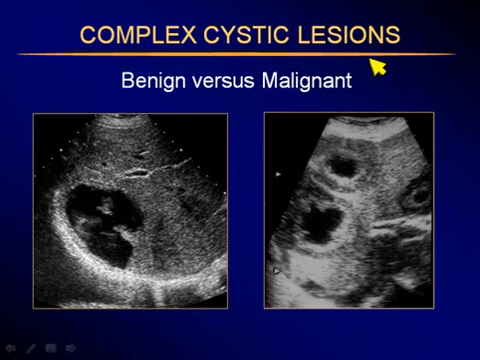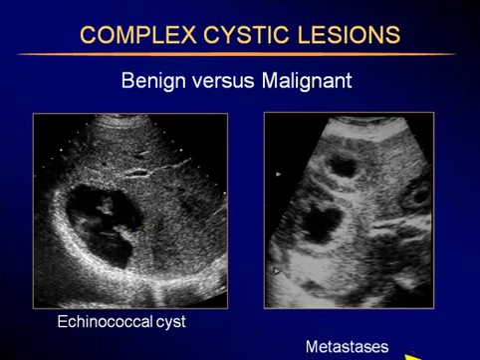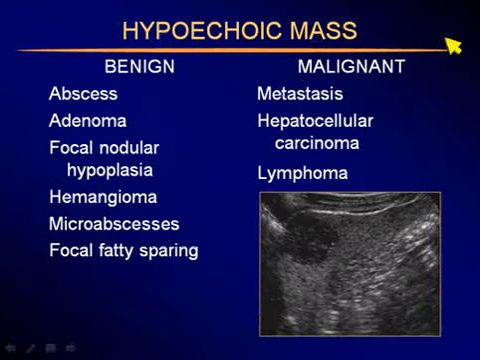Other complex cystic masses can occur. We can have benign, we can have malignant. This happens to be metastases that are complex cystic lesions. This one is an echinococcal cyst with internal debris. This one, metastases. So we can't really tell, there's nothing specific.